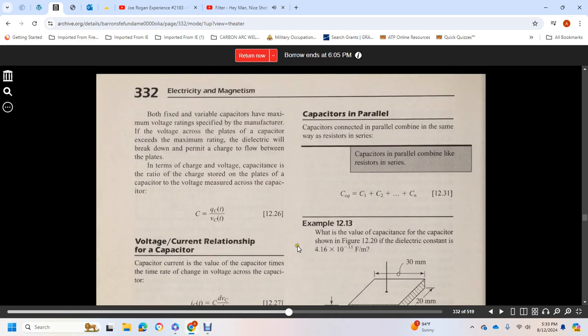Capacitors in parallel: capacitors connected in parallel combine in the same way as resistors in series. The equivalent capacitance equals capacitor 1 plus capacitor 2, and so on.